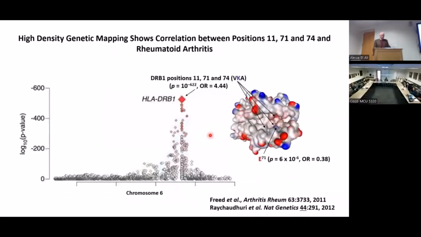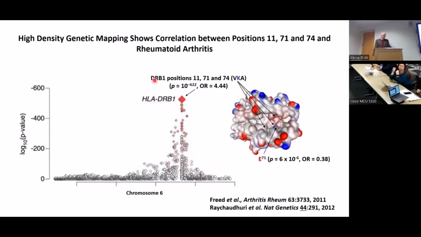With current mapping, we could call it fine mapping or high density mapping, this has really been identified down to the point of these 3 amino acids in positions 11, 71, and 74. So the polymorphism of the HLA molecule exists within this peptide binding group, not so much the rest of the molecule. And in these 3 amino acids in particular, a valine, a lysine, and an alanine in these 3 positions have a p-value now of 10 to the minus 600, so strongly associated with RA.